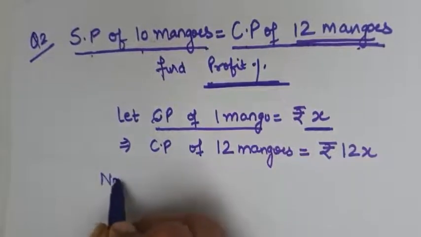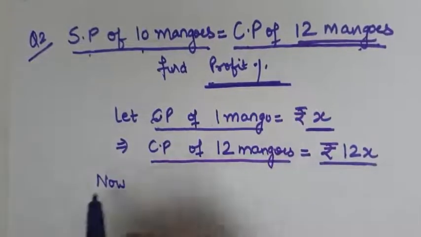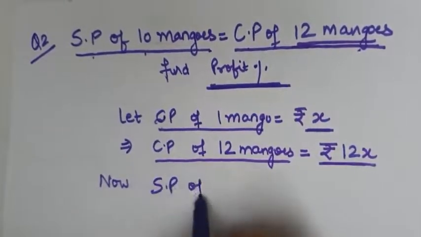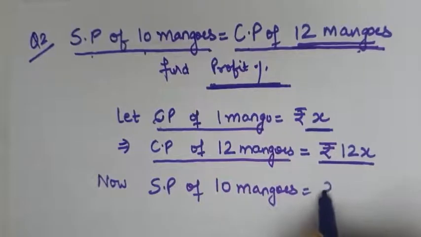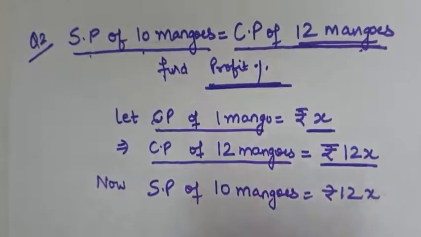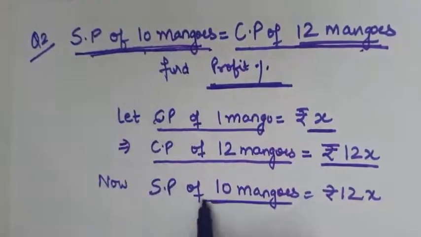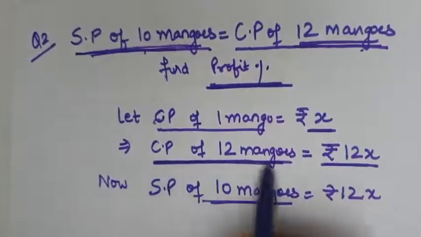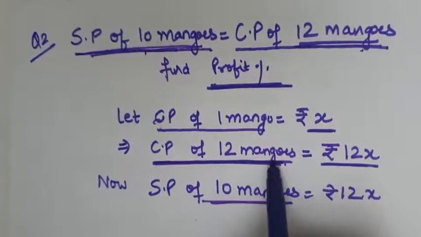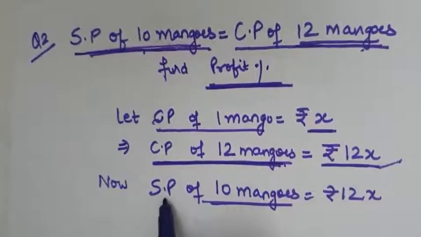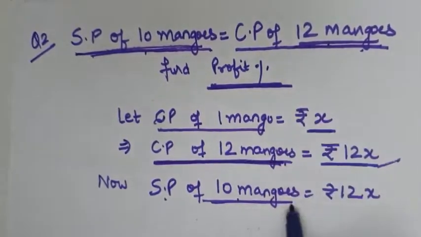Now, if the cost price of 12 mangoes is 12x, so the selling price of 10 mangoes will also be 12x, because it is given that the selling price of 10 mangoes is equal to the cost price of 12 mangoes. So whatever the cost of 12 mangoes is, that is the selling price of 10 mangoes. Fine, according to the question.